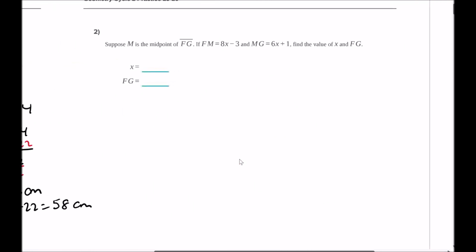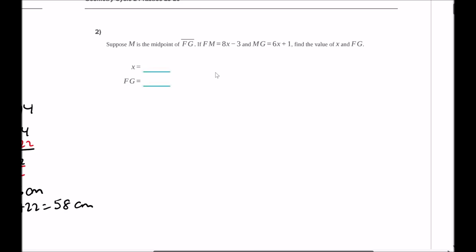All right, so number 2 is: suppose M is the midpoint of FG. If FM is equal to 8x minus 3 and MG is equal to 6x plus 1, find the value of x and FG. Okay, so we have a line segment FG, and they said M is the midpoint, so M is in the middle. So if M is in the middle, that means FM has to be congruent to MG by the midpoint theorem.